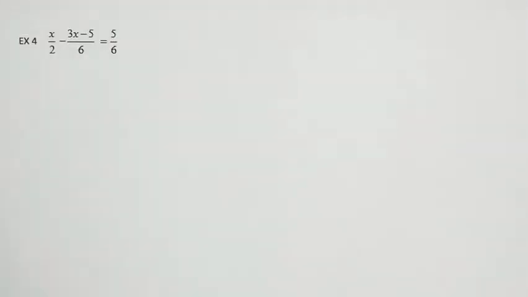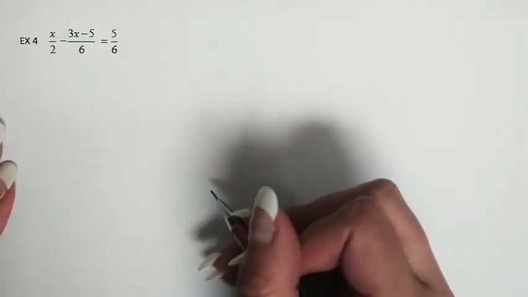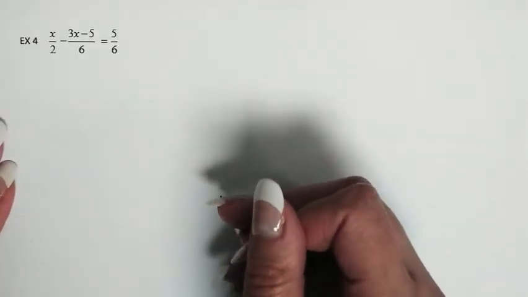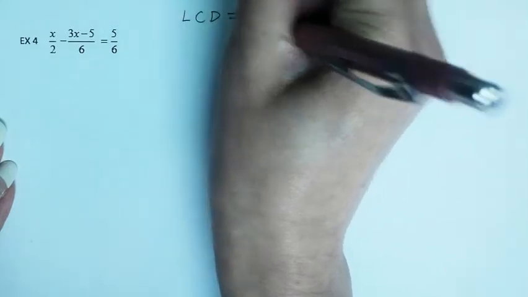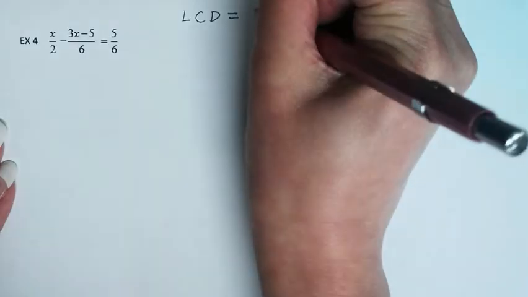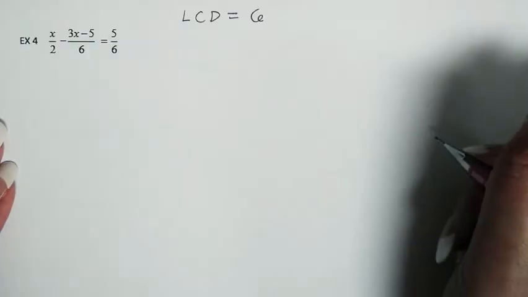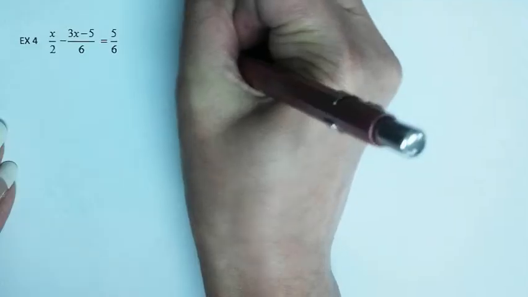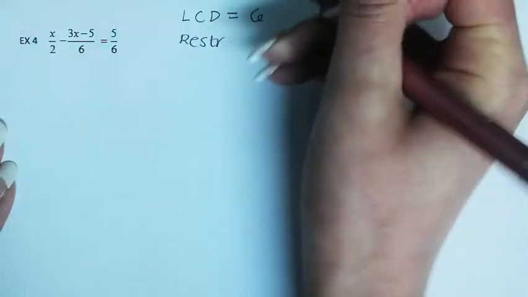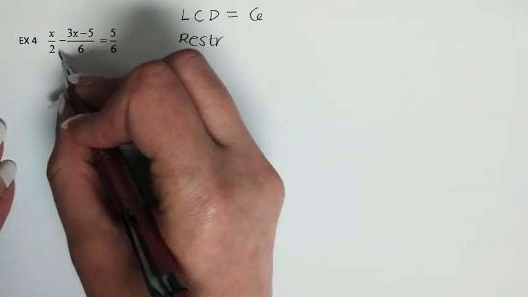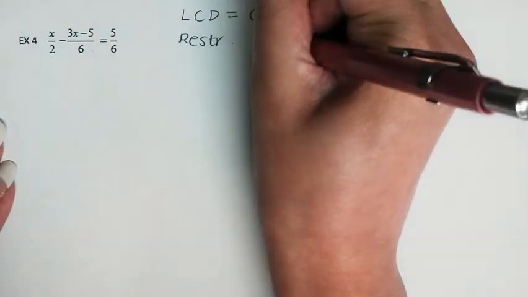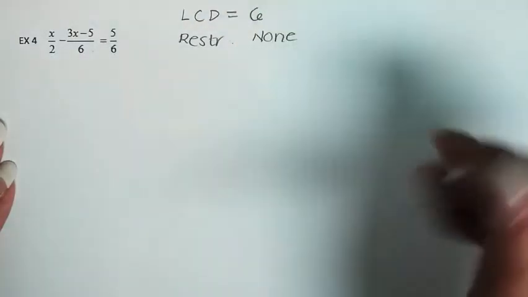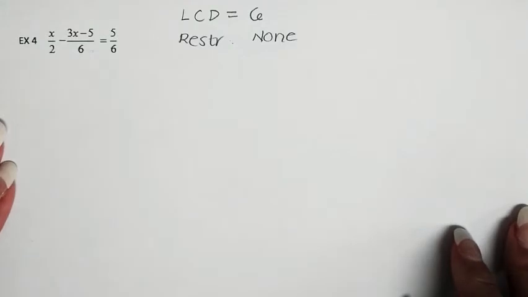For example number 4, what you're going to do here, you realize that you don't have any variables at the denominator, so either way, the first thing that you do, you find your least common denominator, and your least common denominator in this situation is clearly 6. After that, you ask yourself about the restrictions. No number will make the denominator 0, so the restrictions are none. Okay, so you don't have any restrictions, which is pretty nice.